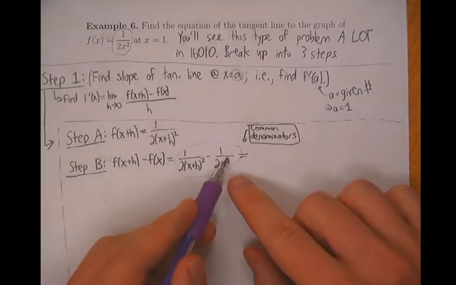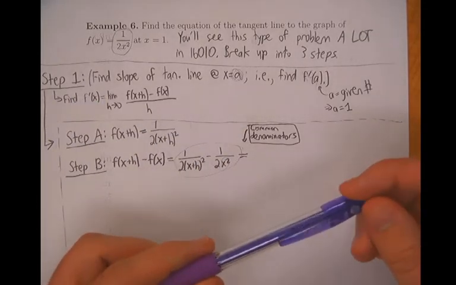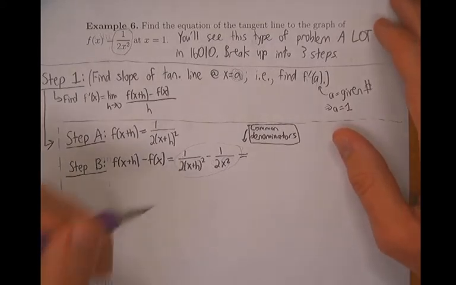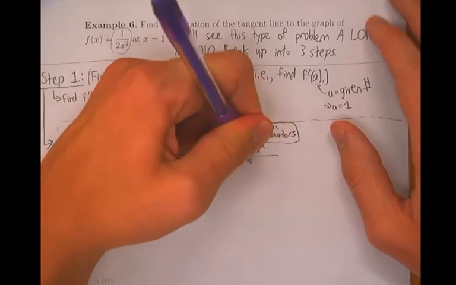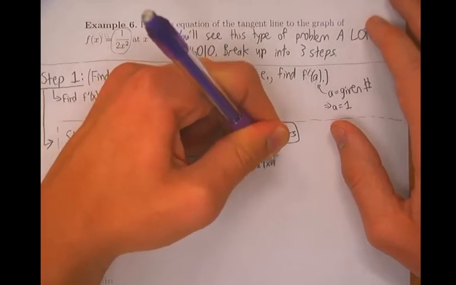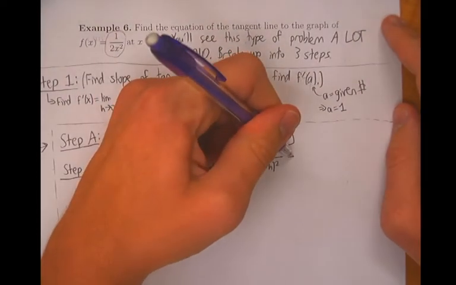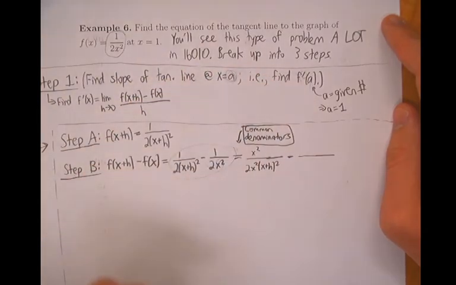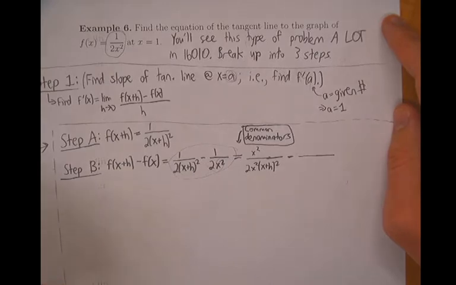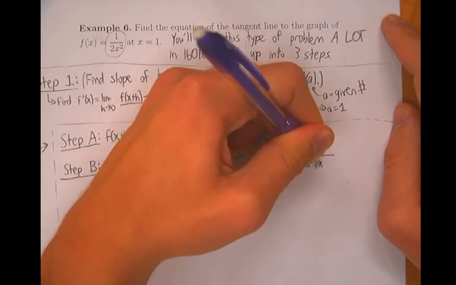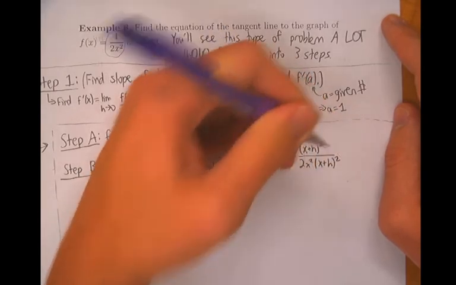So what factors here does the second denominator have that the first does not? X squared, right? So to have common denominators here, we should probably multiply and divide by x squared on the first expression. So 2x squared times x plus h quantity squared. Okay? And using the same reasoning here, what should we multiply and divide by on the second fraction? Yep, just x plus h squared. 2x squared times x plus h quantity squared. Okay?